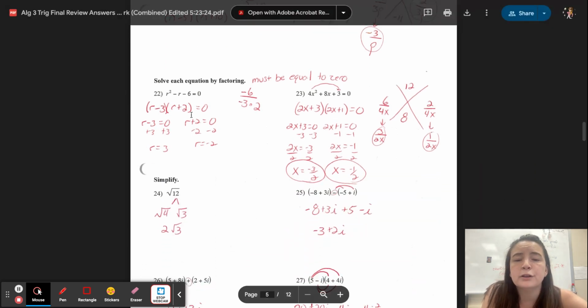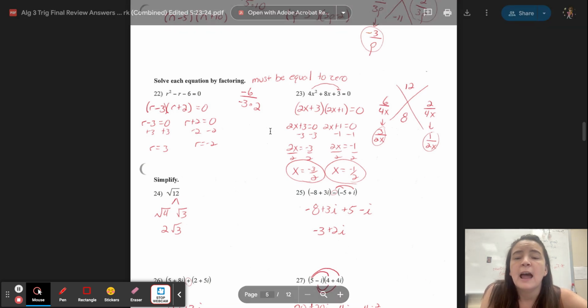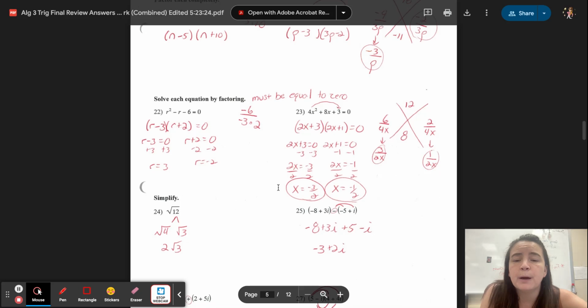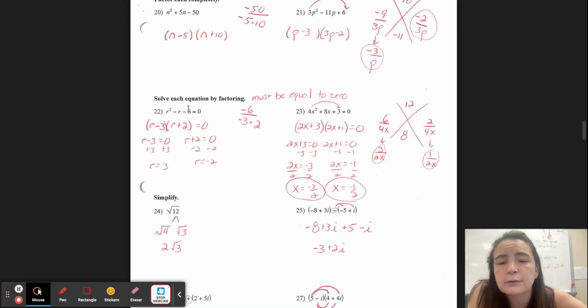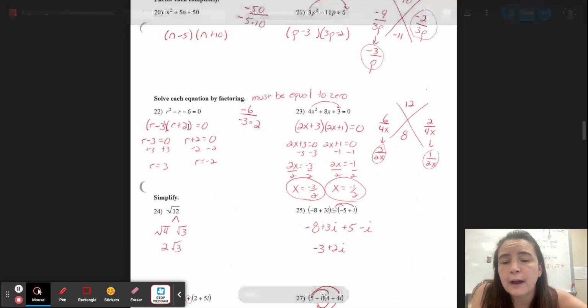For number 22 and 23, we have to solve by factoring. When you're solving by factoring, you want to make sure that they are equal to 0. In this case, they already are. Fabulous. And then very similar to what we did above, we're going to go ahead and factor them. So two numbers that multiply to give me -6, but add to give me -1 are going to be -3 and 2. That's what goes into the parentheses attached to our variable.